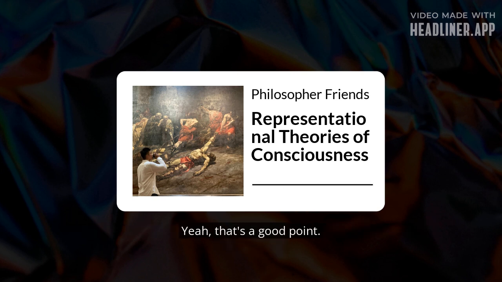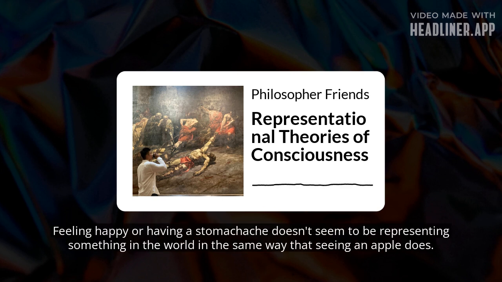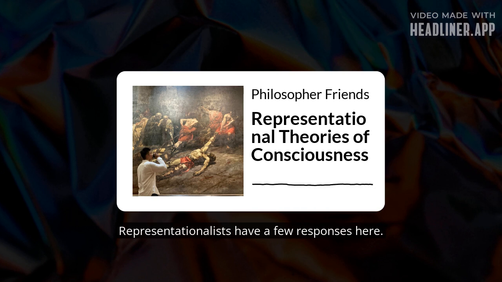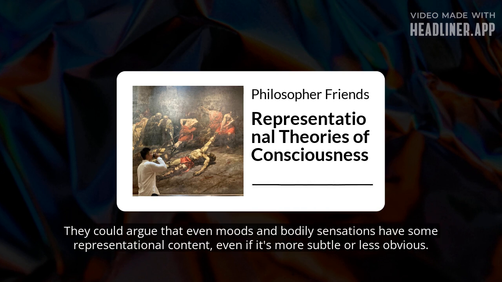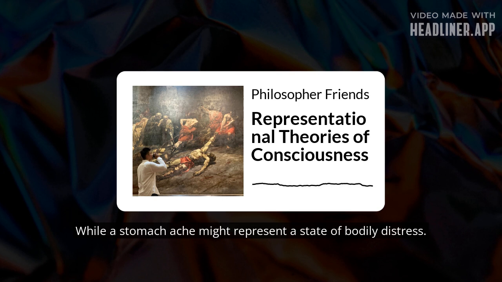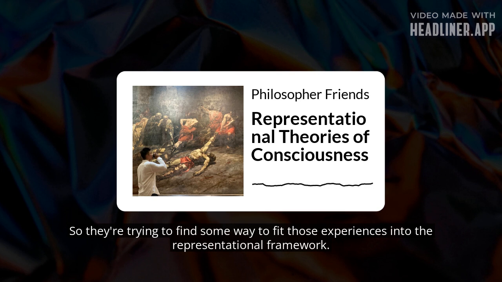Yeah, that's a good point. Feeling happy or having a stomachache doesn't seem to be representing something in the world in the same way that seeing an apple does. That's the challenge. Representationalists have a few responses here. They could argue that even moods and bodily sensations have some representational content, even if it's more subtle or less obvious. For example, feeling happy could be seen as representing the world as being generally pleasant or satisfying, while a stomachache might represent a state of bodily distress. So they're trying to find some way to fit those experiences into the representational framework.